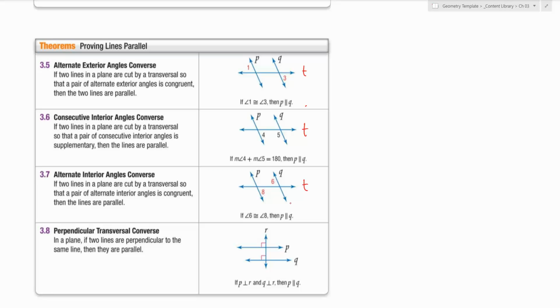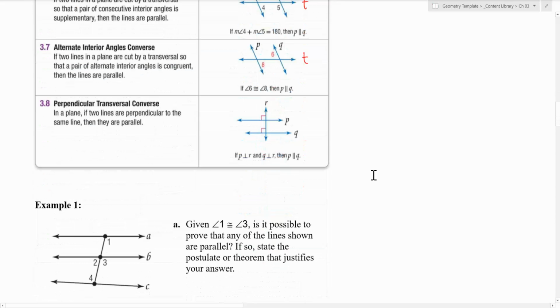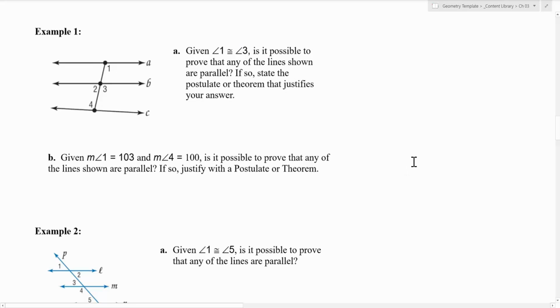And perpendicular transversal converse. In a plane, if 2 lines are perpendicular to the same line, for instance, if line P is perpendicular to line R, that would be the transversal, and if P and Q are both perpendicular to this line right here, then P and Q must be parallel to each other. Or if P is perpendicular to R, and if Q is perpendicular to R, then P must be parallel to Q. Whew! Let's keep it going, guys. I'm working up a sweat. All right, here we go.